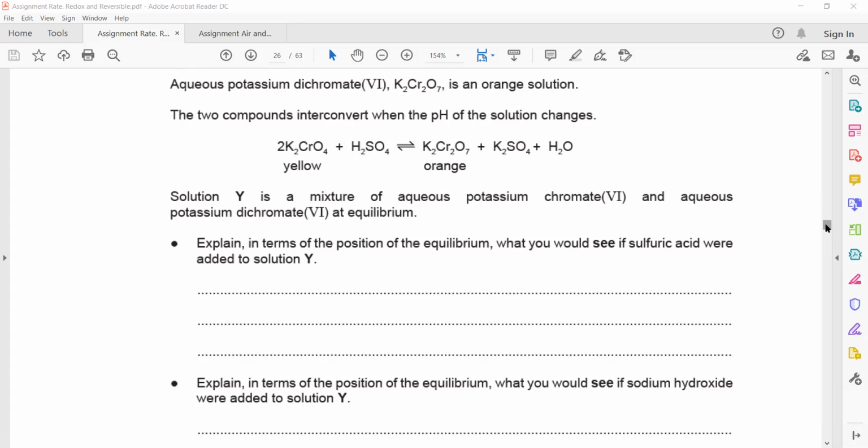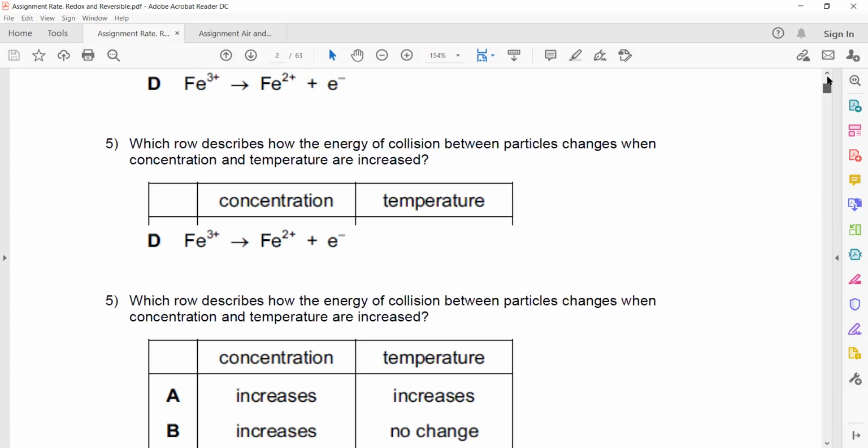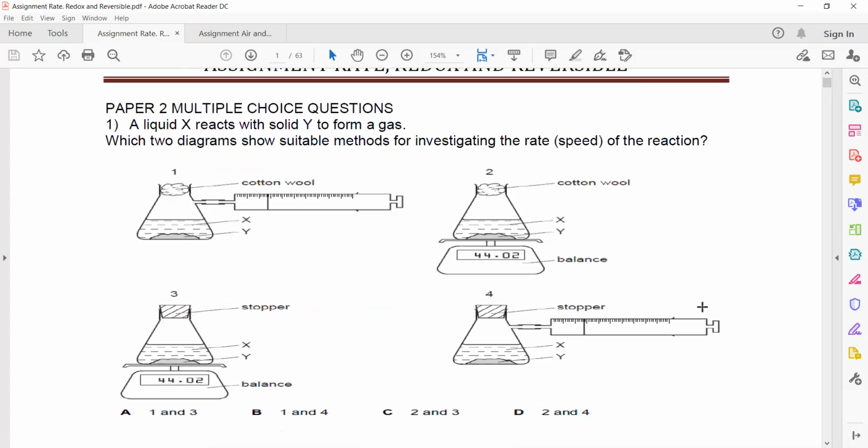So these are the questions related to reversible reactions. Reversible reaction is not a full chapter. You don't find it in the book as a chapter, but you will find questions in the past papers, a complete question. So any doubt related to the class today?